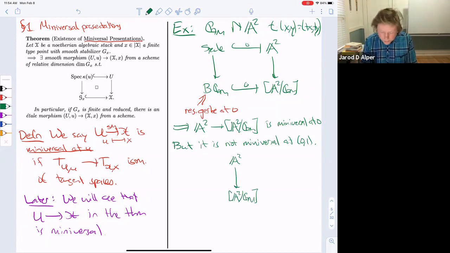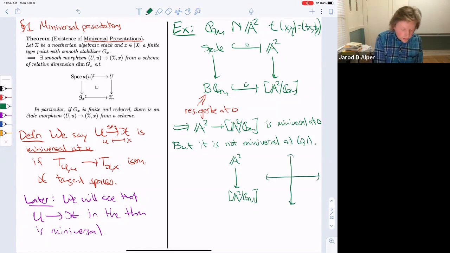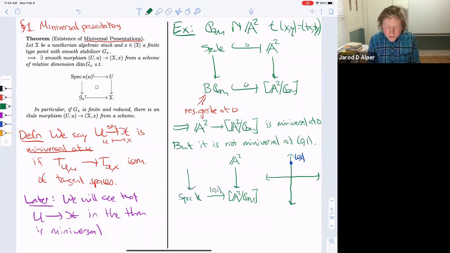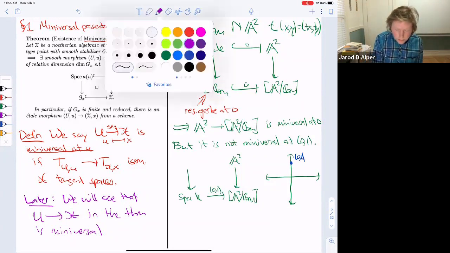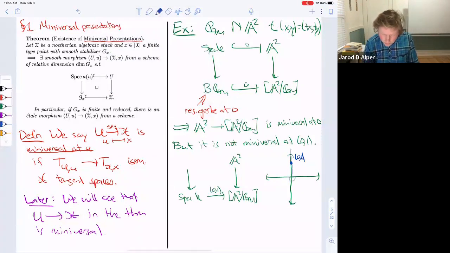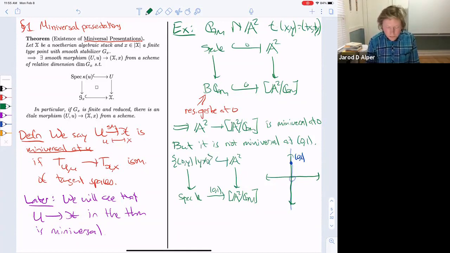And geometrically here, we have these two axes. And we're taking maybe our point to be here, (0, 1). And if you compute this fiber product over the inclusion, this point has no stabilizer, so the residual gerbe is just the field Spec K. And the fiber product is the orbit of this point under the scaling action. In this case, the orbit is the y-axis minus the origin. This is just (0, y), where y is non-zero. And this has relative dimension 1.